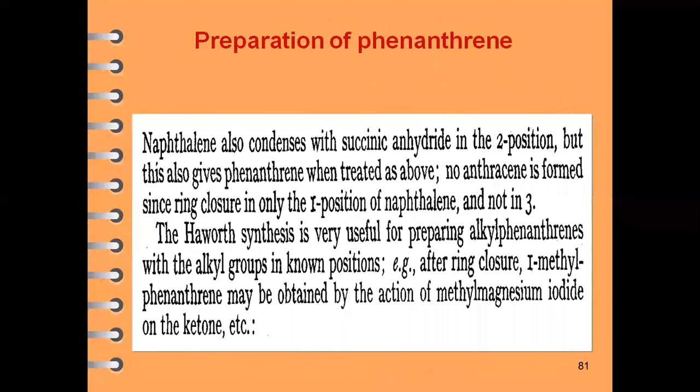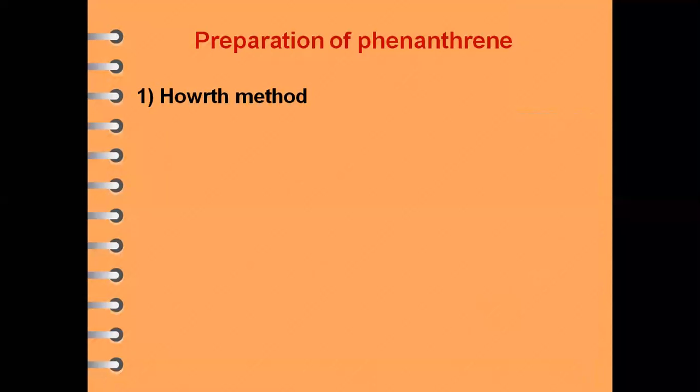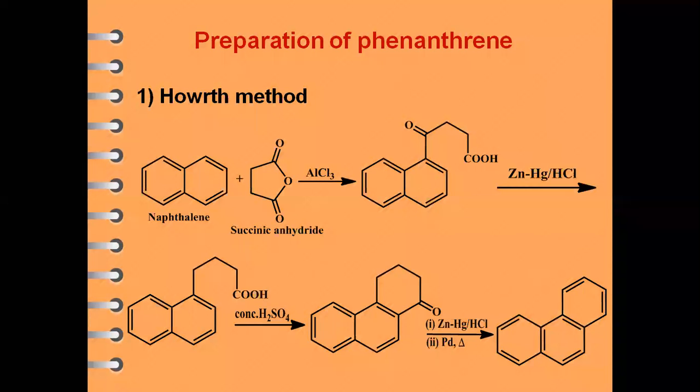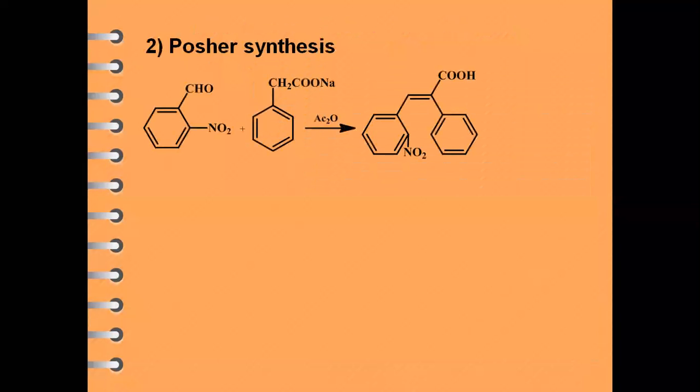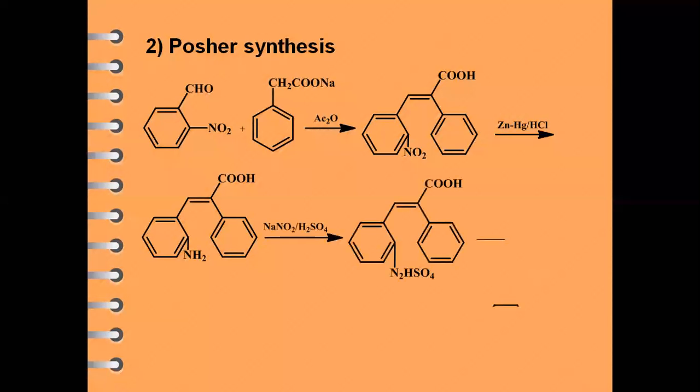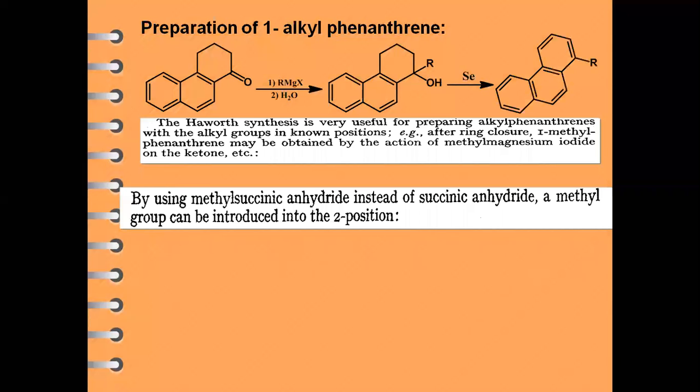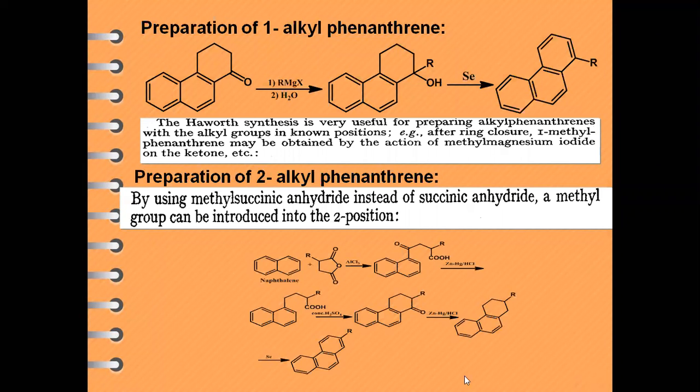Then we discussed synthetic methods for the formation of phenanthrene. Two methods are there, the Haworth method and the Pschorr method. In the Haworth method, we utilized the naphthalene nucleus as a starting material. For the Pschorr method, we used ortho-nitrobenzaldehyde as a starting material. These are applications of the Haworth method for the formation of alkyl-substituted derivatives of phenanthrene. If the alkylation is at the first position, this will be the synthetic route. If the alkylation is at the second position, this will be the synthetic route.